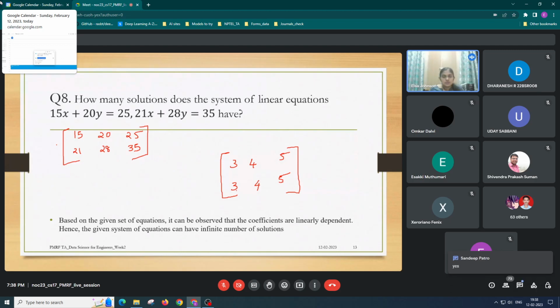So for the given system of equations, it's like x1 equal to x2, so it can have an infinite number of solutions. I think this system of linear equations was clearly discussed in the week 2 sessions. You can just go through that.